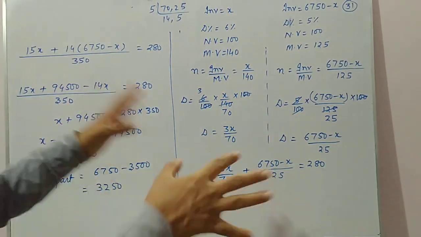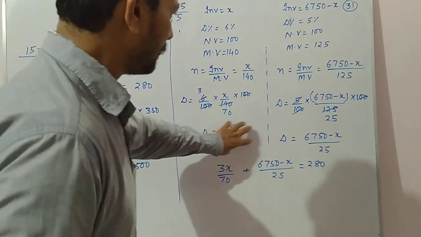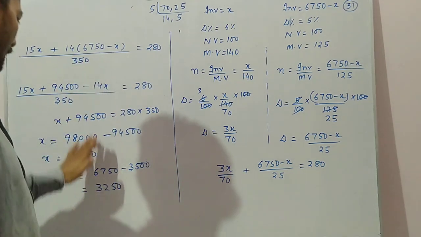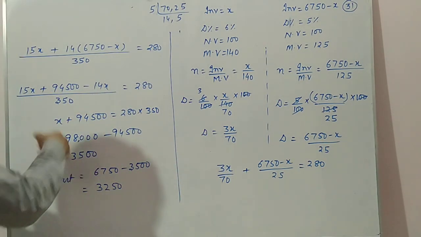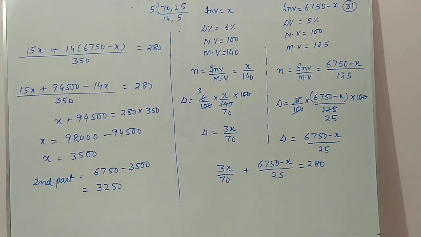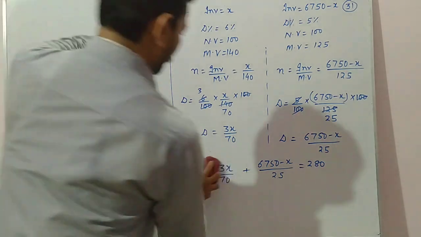Now it is said the total dividend from the shares is 280. So this dividend plus this dividend equals 280. Then further we take the LCM and we have determined x, that is the sum invested in the first part, which is 3,500. The second part will be 3,250. Okay. Next, question number 32.